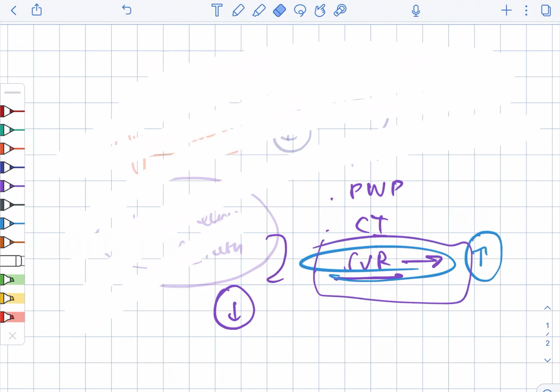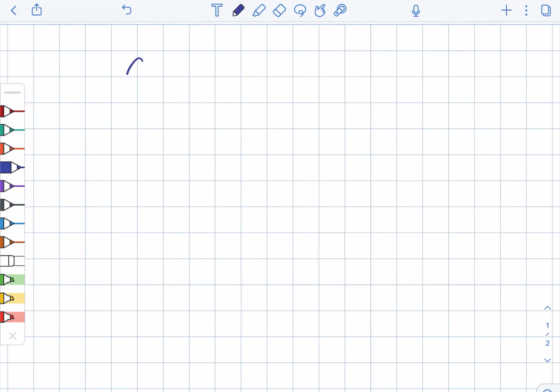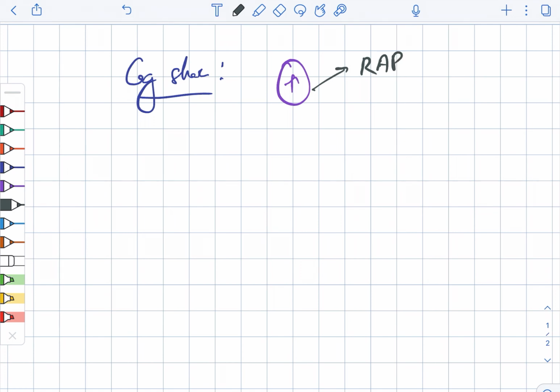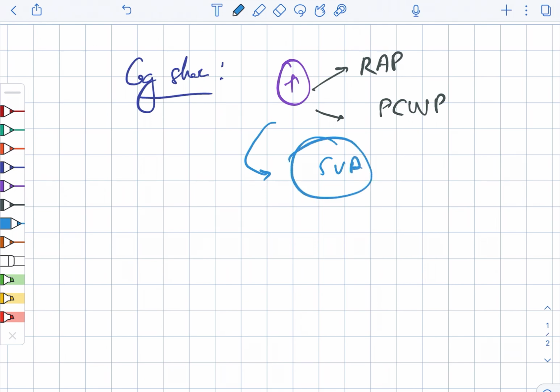Next, we are moving on to cardiogenic shock. In cardiogenic shock, the right atrial pressure increases, as well as the pulmonary capillary wedge pressure. Another thing is that the systemic vascular resistance is also increased. This was seen in hypovolemic shock, and here it is also increasing.